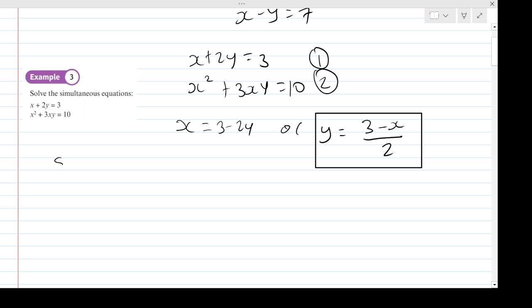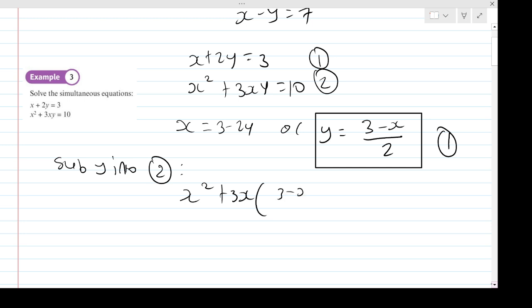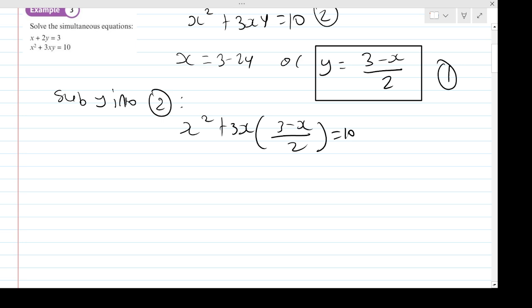So we're going to sub y into equation 2. Remember, this is equation 1 rearranged, so we need to put that into the other equation, into 2, to be able to solve it because it's a different equation. Sub that into the second equation, we're going to get x squared plus 3x, and then y will be (3 minus x) over 2, equals 10. Cool. And then we just expand this bracket. Actually, I'll tell you what the better thing we can do first is to get rid of the fraction. We could just multiply the whole equation by 2, because if we times everything by 2, you get rid of this fraction, you get rid of the 2 at the end there.